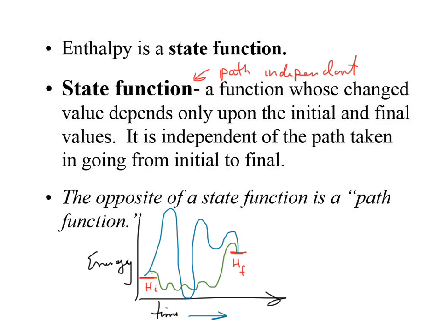Bottom line with a state function like this, I told you delta H is equal to final minus initial. I don't care how you got there. It's independent of path. It's kind of like your bank account, you know? If you go in the red, as long as you end up in the black, that's okay. So the opposite of a state function is something that does depend upon the path, and that's a path-dependent function.